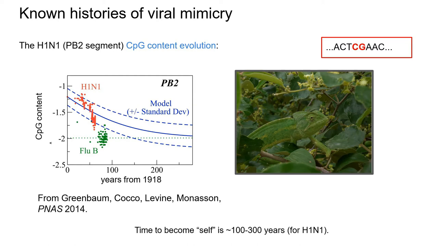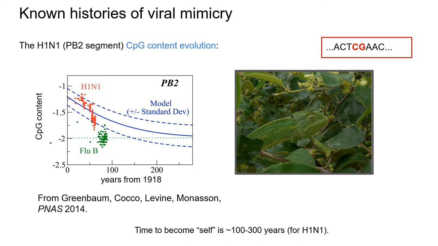For instance, in this work in 2014, the authors showed that the H1N1 influenza virus jumped from the probable avian host to humans with a lot of CpG motifs in its genome, and it lost the CpG motifs in a predictable way on quite long time scales. You see, it required almost 100 years to lose a bit of CpG content.